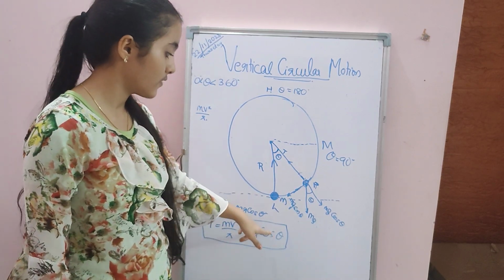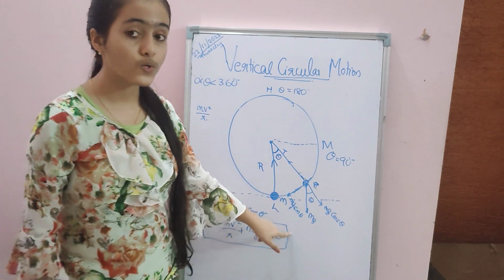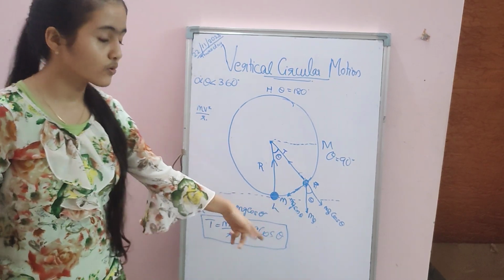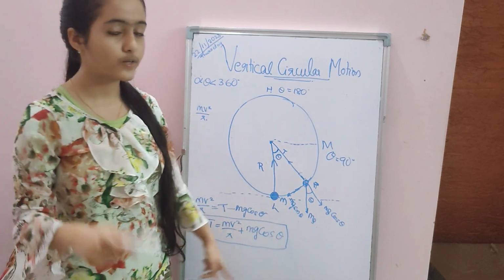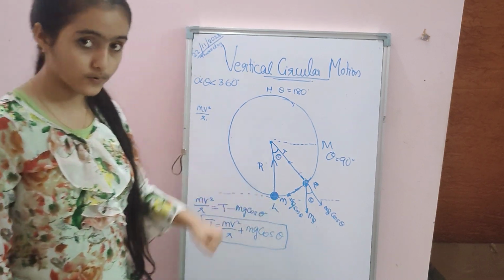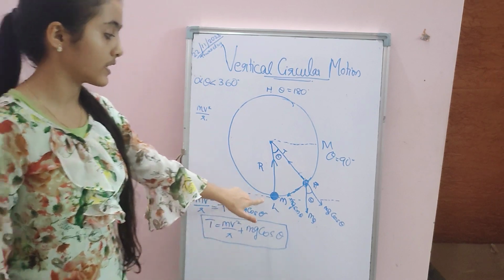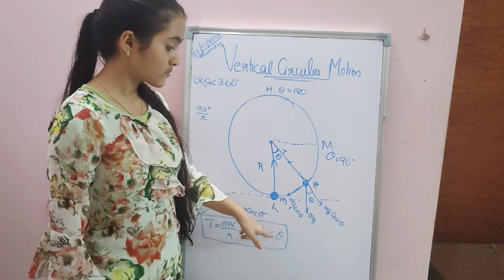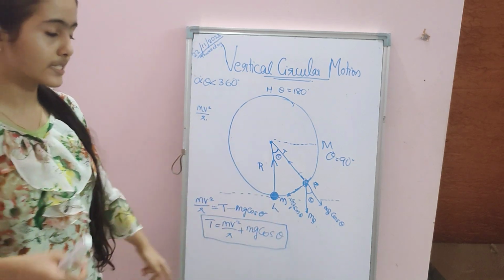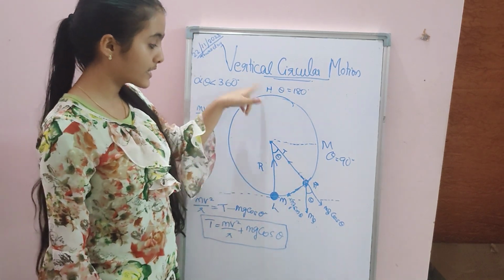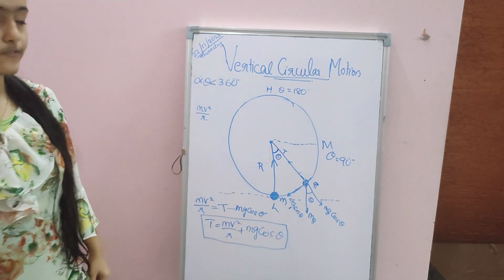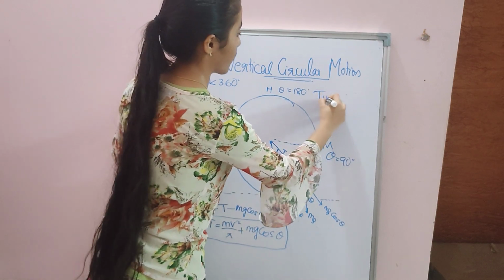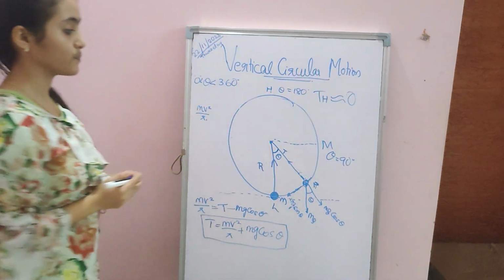So this tension will have maximum value when cos theta is 1, and it will have minimum value when cos theta is minus 1. We know that cos theta becomes 1 when theta is equal to 0, and that is the lowest point, where it has maximum tension. When cos theta is minus 1, that is theta equal to 180 degrees, that is the highest point, and this tension has the lowest value. So here we can take that the tension at the highest point is approximately equal to 0.